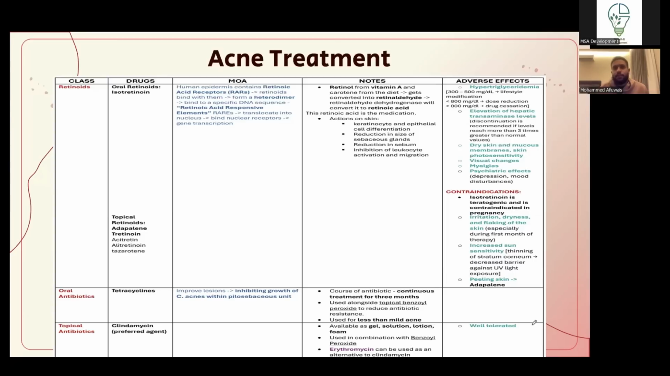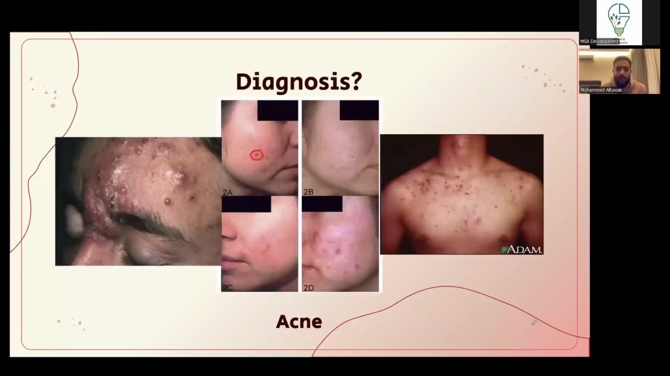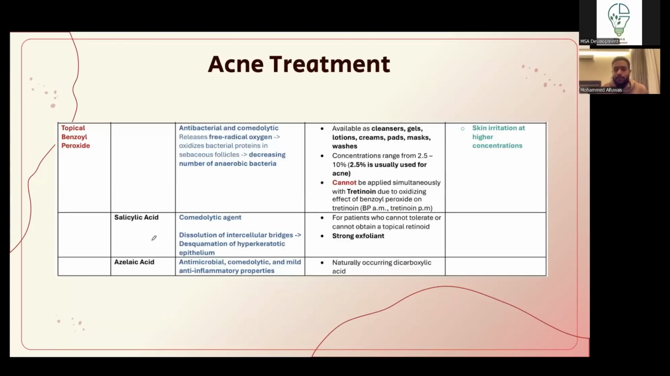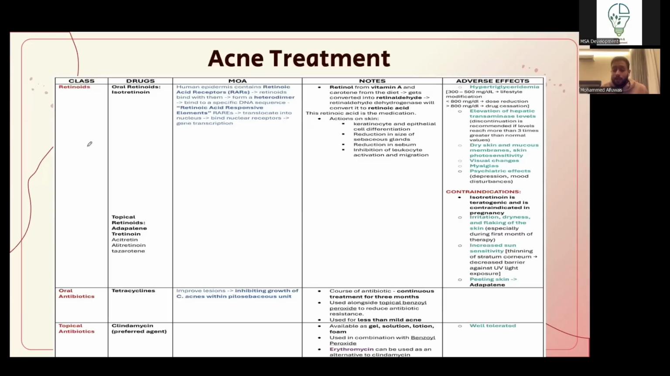So if you have mild acne, such as in this patient, we usually give them other medications. We don't give them retinoic acid. We don't give them antibiotics. We usually start with, for example, salicylic acid or benzoyl peroxide. If they have inflammatory acne, then we start them maybe on topical antibiotics. The last thing we usually give is retinoid. And we usually start with topical, then we go to oral retinoid.